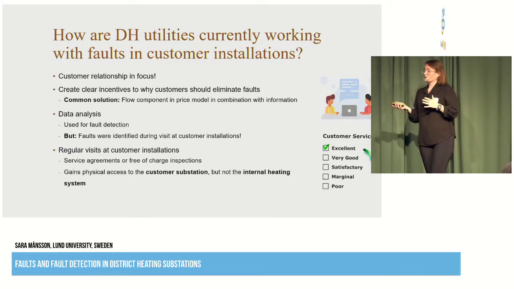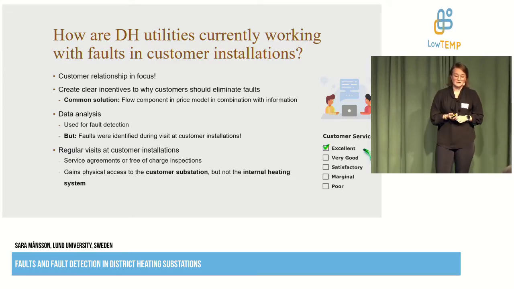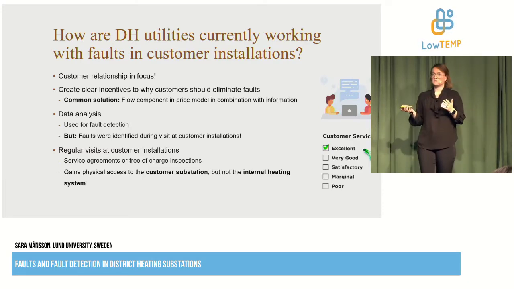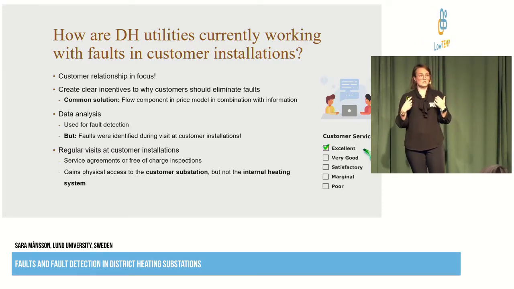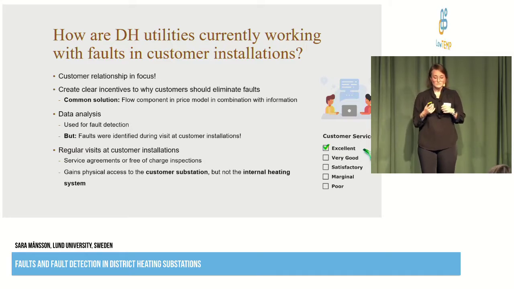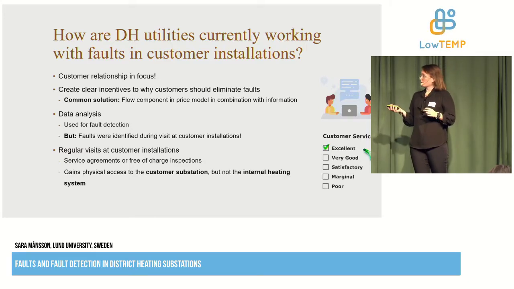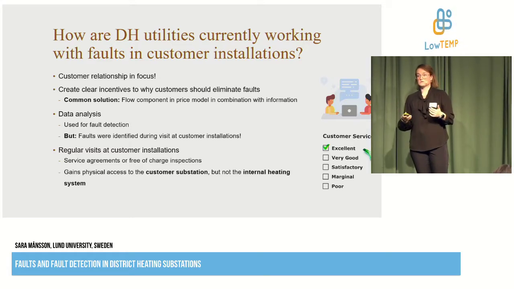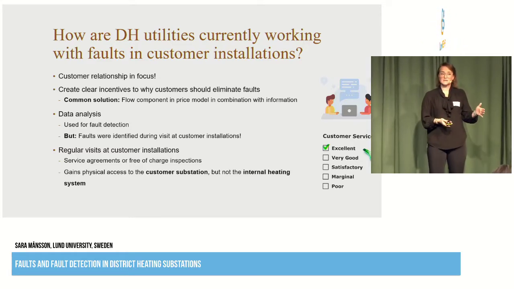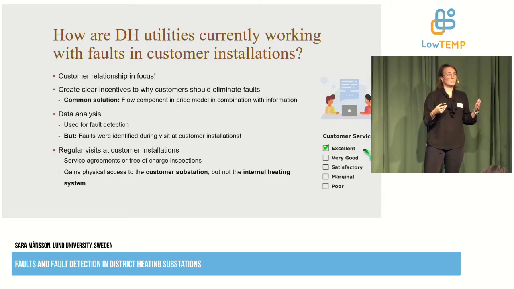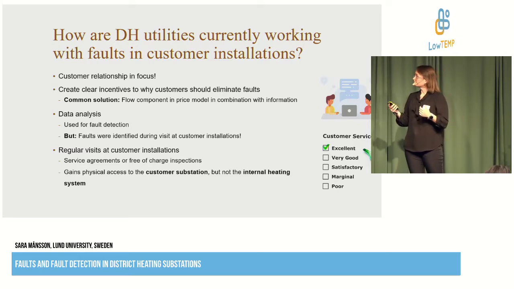And many of them, of course, performed regular visits at the customer installations. They had some sort of service agreements maybe, or maybe they even did free of charge inspections, since this was such an important issue to them, to work a lot with the customer installations. And they stated that, of course, this made them have physical access to the substation, but not the internal heating system. So if there are faults located in the internal heating system, they might not be able to identify them, which is, of course, a problem, because you want to find all faults.